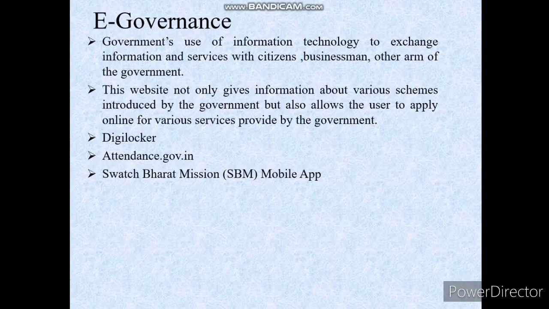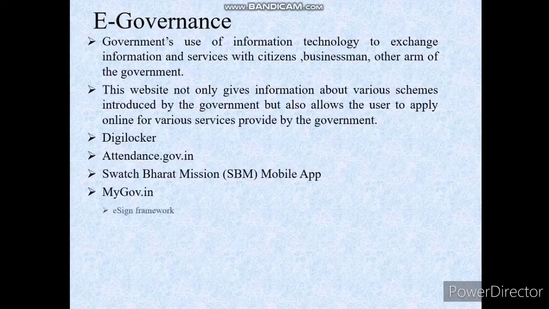Next is mygov.in, a platform to encourage citizen engagement in governance. The mobile app for mygov would bring these features to the user on a mobile phone. This is a website where citizens engage in the government's work.